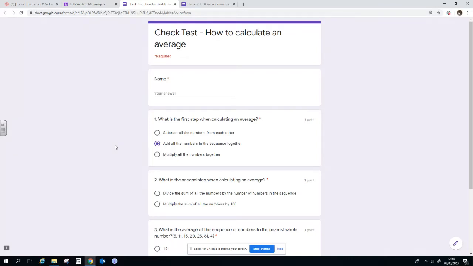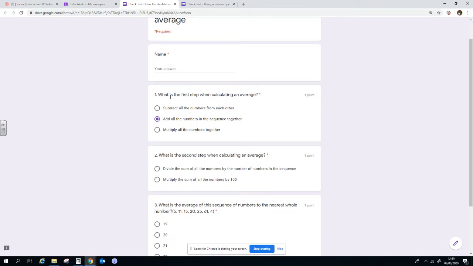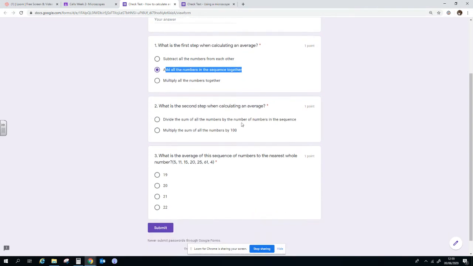Okay, in this video we're going to go through the two check tests that were set for week 2, which had the title Microscopes. The first thing we're going to do is look at this check test here. So what's the first step when calculating an average? The first thing we do is we add all the numbers up in the sequence and see what we get. That is also known as summing, S-U-M, summing the numbers.